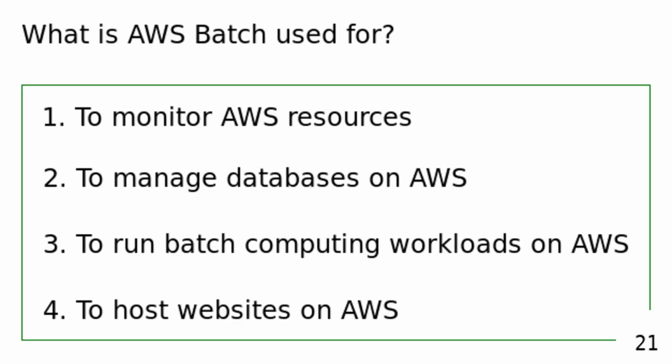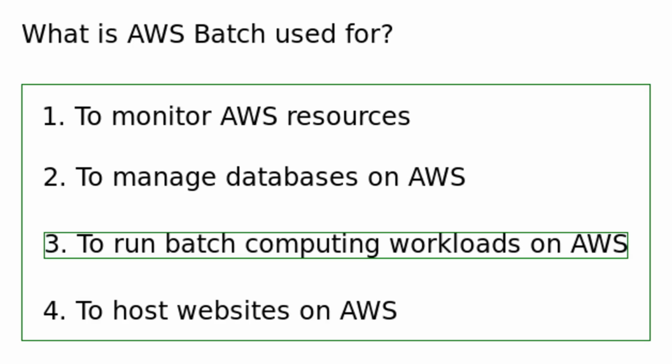What is AWS Batch used for? To monitor AWS resources. To manage databases on AWS. To run batch computing workloads on AWS. To host websites on AWS. AWS Batch is a managed service that helps users run batch computing workloads efficiently on the AWS cloud.